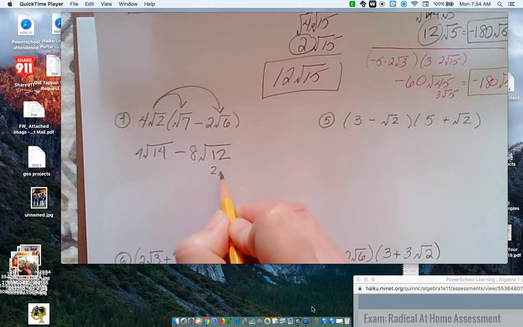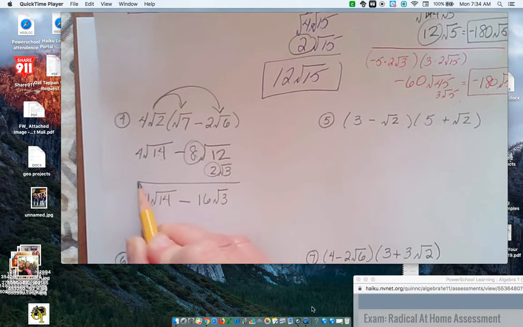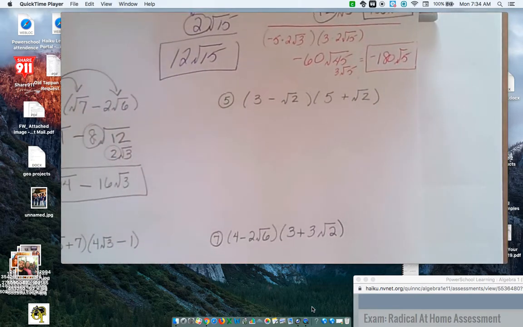So it's 4 times 3, so it's 2 radical 3. Remember to multiply these outside numbers. Radical 3 and radical 14 are not like radicals anyway, so we cannot add them. So 4 radical 14 minus 16 radical 3. And that is our final answer on number 4.